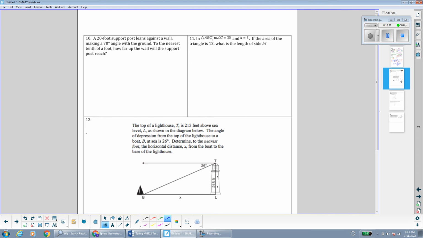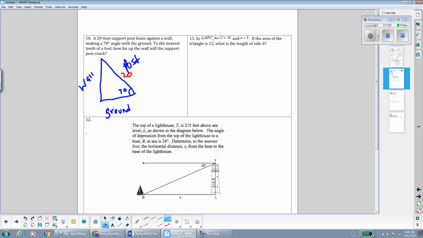A 20-foot support post leans against a wall. So here's my wall. I'll make my support post leaning against the wall. And I know the support post is 20 feet. And it makes a 70-degree angle with the ground. So here's the ground. So the post and the ground make a 70-degree angle together.